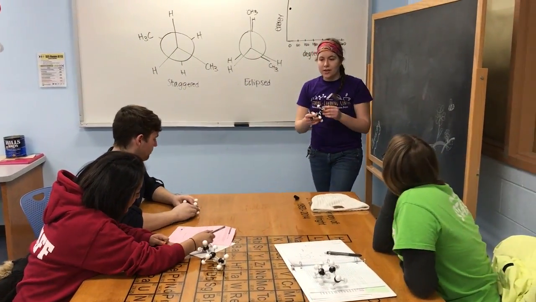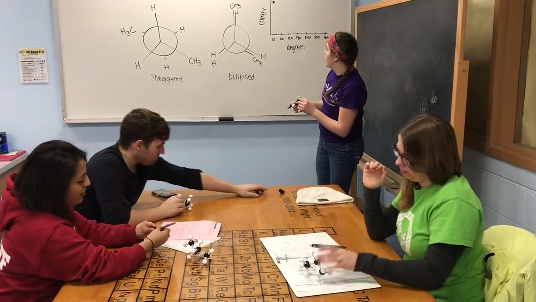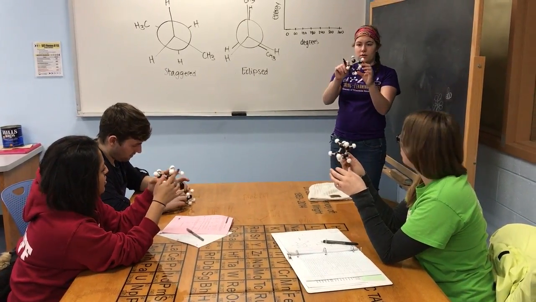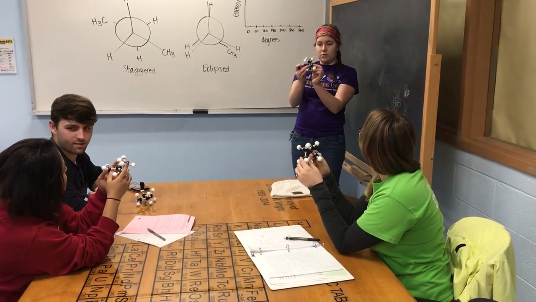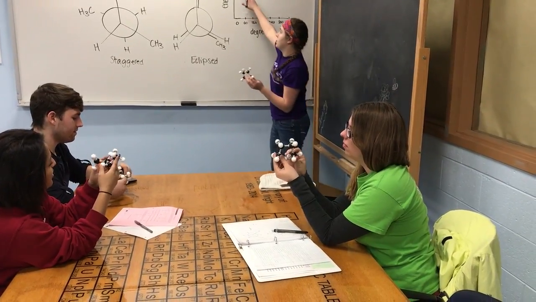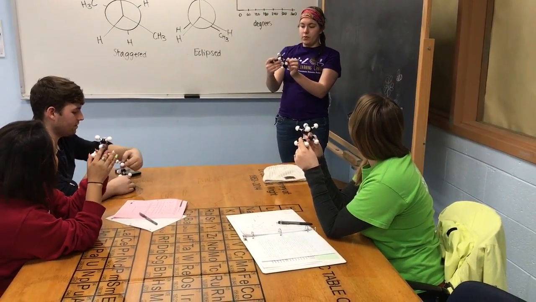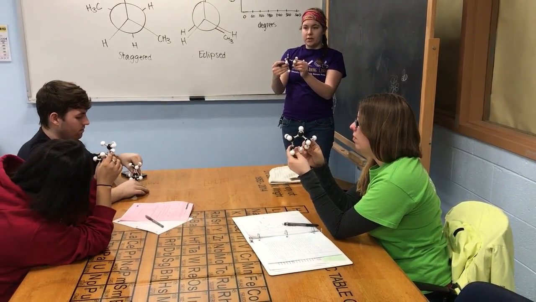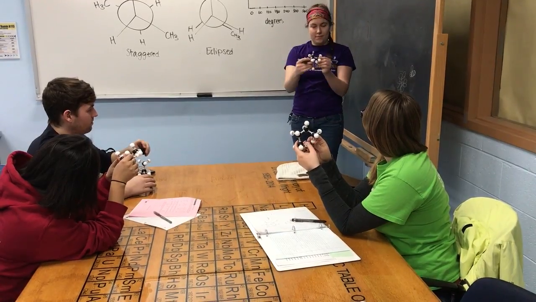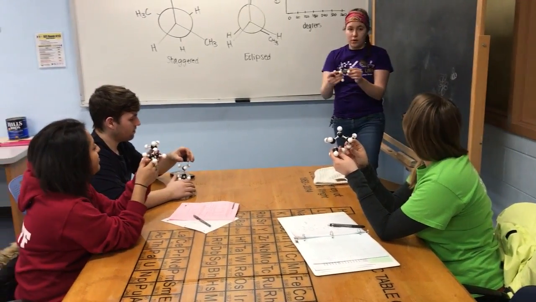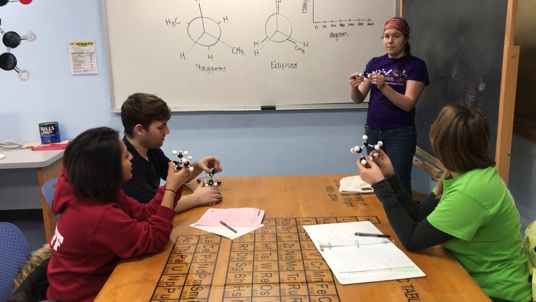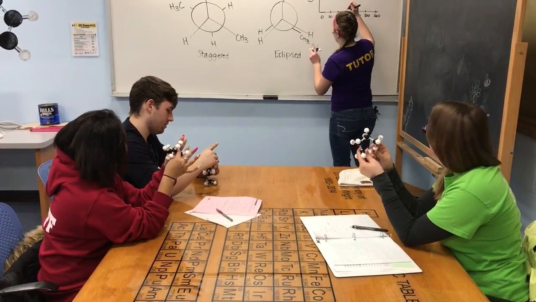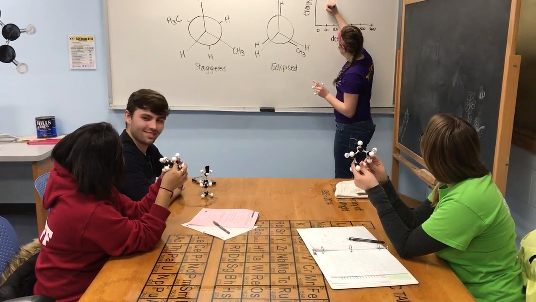Alright, so let's come together and see what our results were. We're going to start at the highest energy one, when they're eclipsed and the two methyl groups are together. That's our highest energy. Now everyone rotate theirs 60 degrees. Are we staggered or eclipsed? Staggered. And is this higher or lower energy than before? Lower, because the methyls are apart. So we can put that one about here.